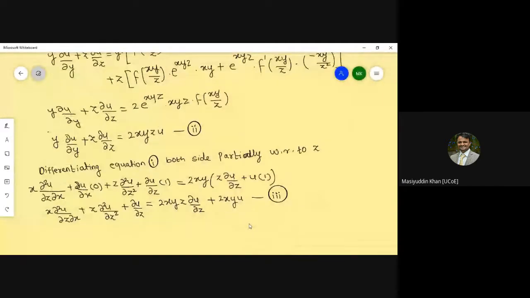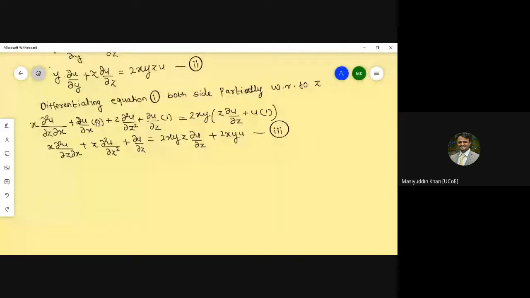Similarly, we have to perform here again differentiating further, differentiating both sides in equation number 2 with respect to z partially.